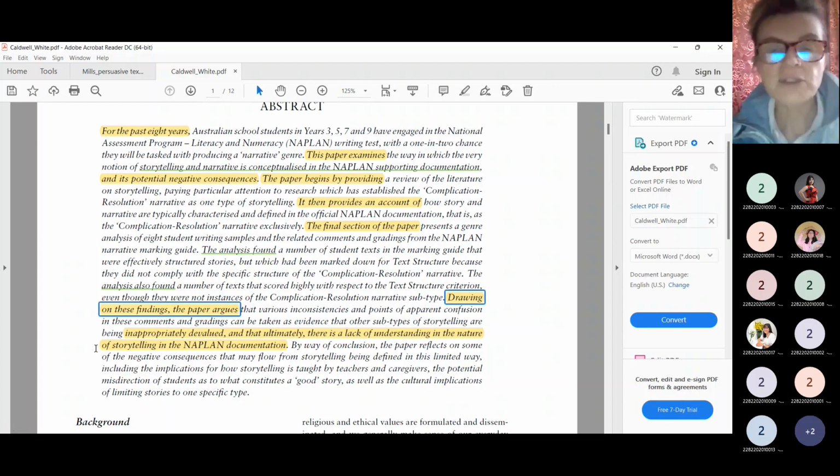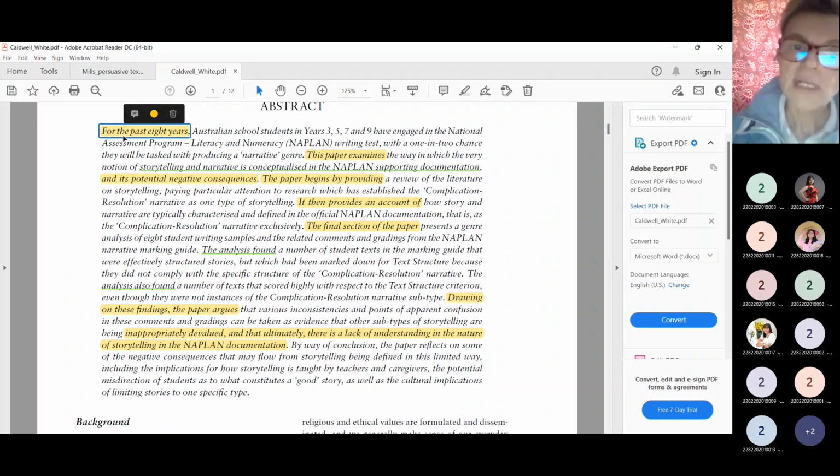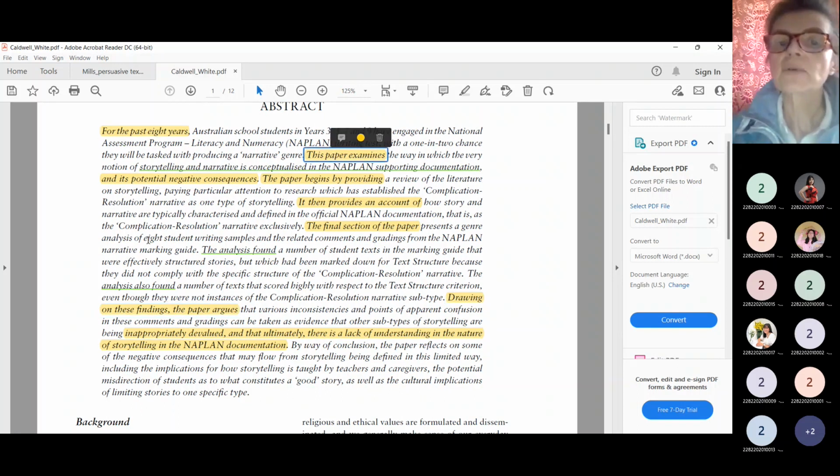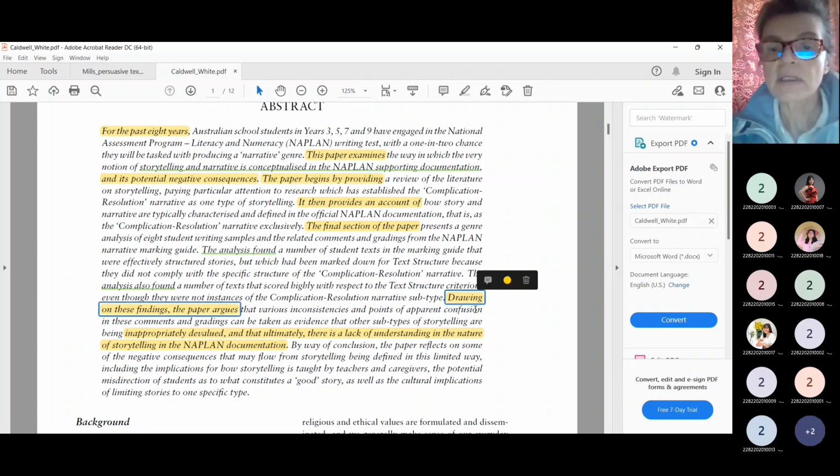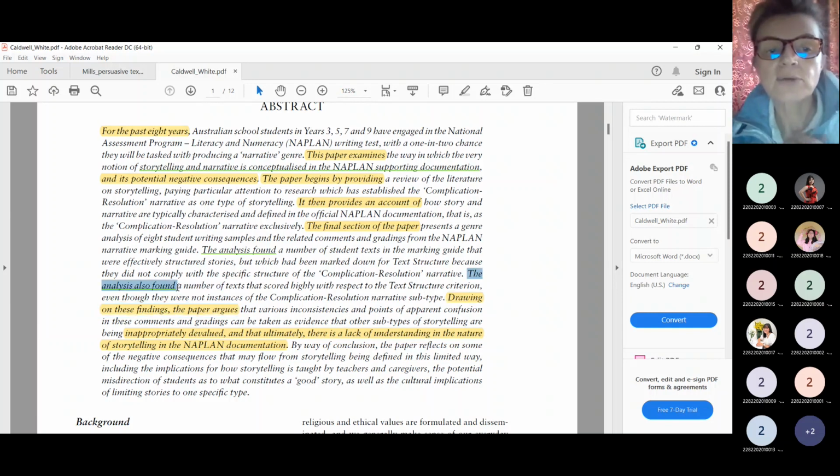Drawing on these findings. So you need to learn a little bit of these moves: contextualize, tell us what the problem is, tell us something about the perspective that helps you look at this problem, then tell us what you did, then tell us so what, right? So you have here findings, right? So it's a resolution.